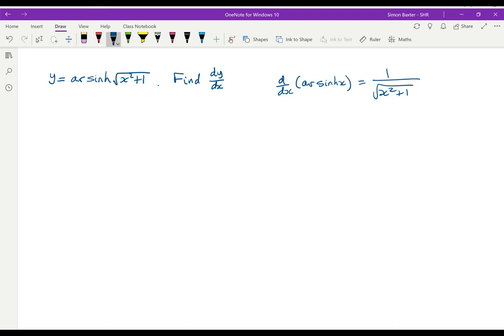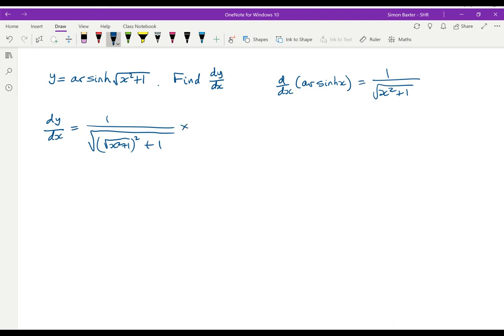So in this question, if I'm looking for dy by dx, I'm just going to use the chain rule. There's no need to put sinh y equal to root x squared plus 1. You could get it out that way, but this is going to be just a little bit quicker. Arsinh x differentiates to 1 over root x squared plus 1. So this differentiates to 1 over the square root of, just to be a little bit pedantic about it, root x squared plus 1 squared plus 1. So that is the first part of the chain rule.